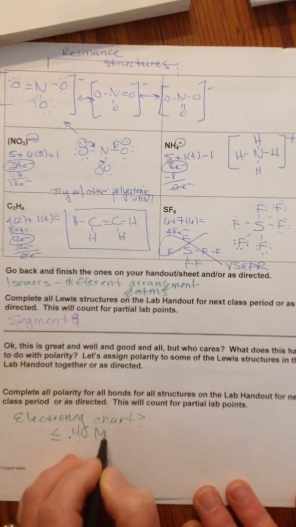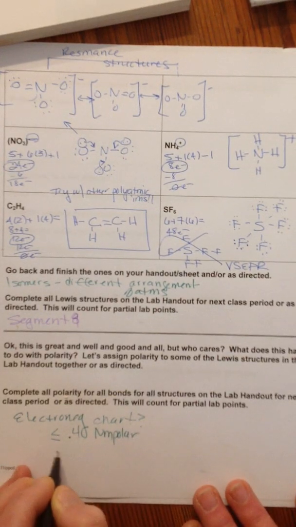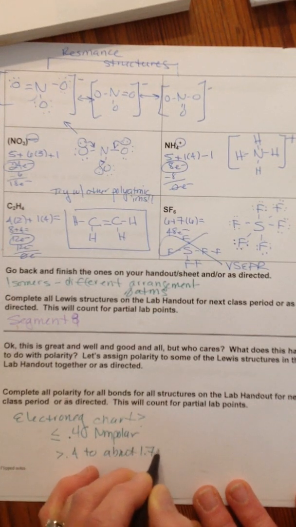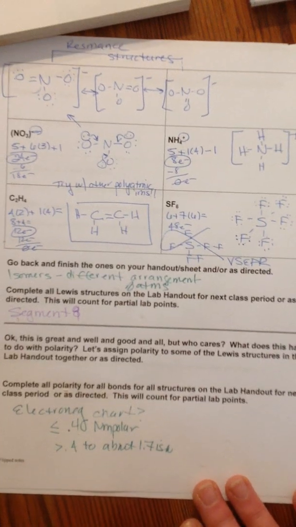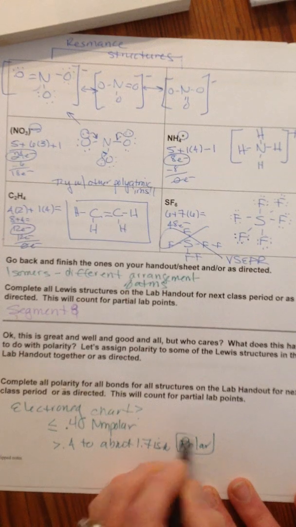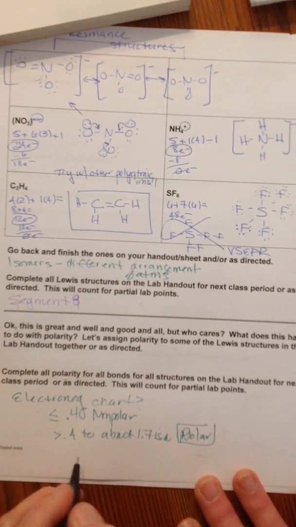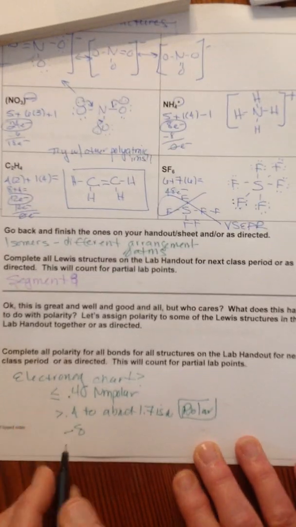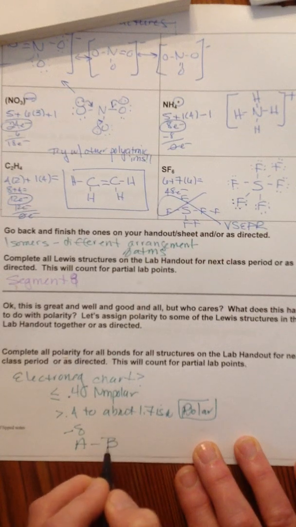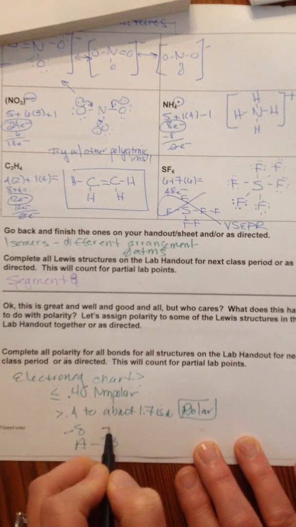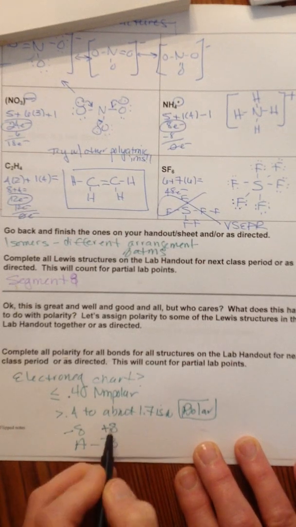We're going to call that non-polar. Greater than 0.4 to about 1.7-ish is going to be what we call polar. If it's polar, then you want to figure out the one that has the greater electronegativity and assign it partial negative, which means that which it is attached to will be slightly deficient in electrons and be partially positive.